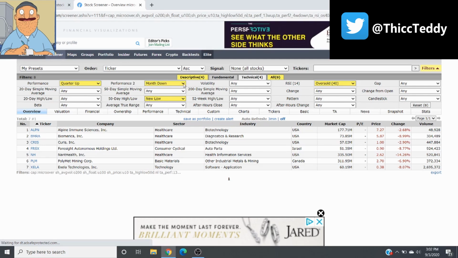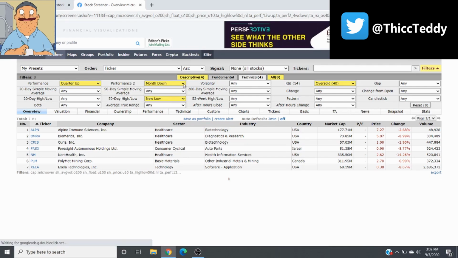And then performance 2 is month down. So that's going to tell us it's had a short-term downtrend. So we're not getting stocks that have been dying and bleeding for 5 years. We're just getting stocks that are down for the month. For whatever reason, we may not know. It could be a low float oversell, an offering, anything like that.